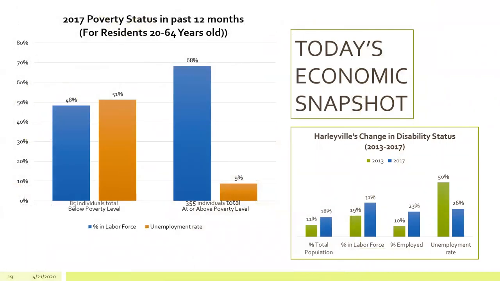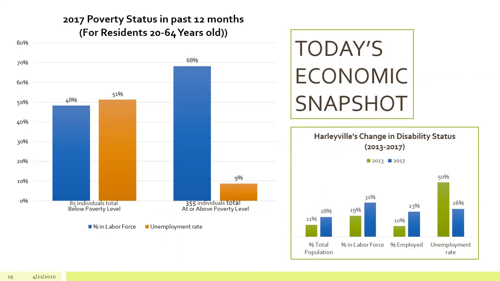So the 2017 poverty status chart on the left here, note this is specifically for residents aged 20 to 64 years old. This is showing the percent of people in labor force in blue and unemployment rate in orange. So the left half of the chart is showing data for about 85 individuals who are below the poverty level, whereas the right half of the chart is showing data for about 355 individuals who are at or above poverty level.